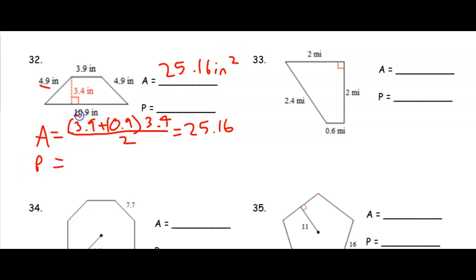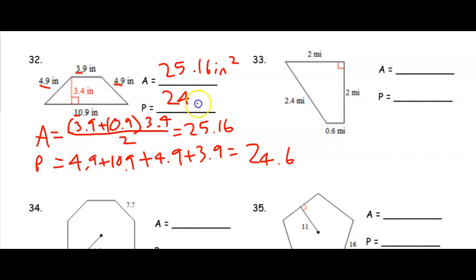Perimeter, we're adding up all 4 sides. You can just leave it right here. Don't worry about it. 4.9 plus 10.4, 10.9, sorry. Plus 4.9 plus 3.9. 4.9 plus 10.9 gives 24.6, and those are in inches.